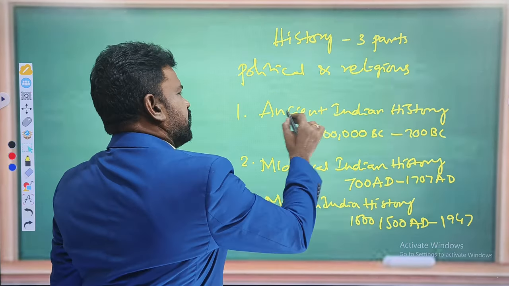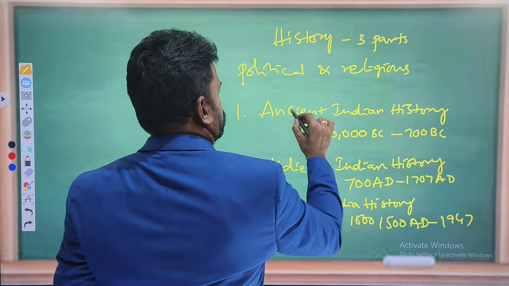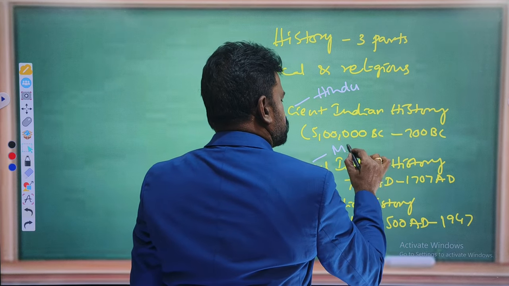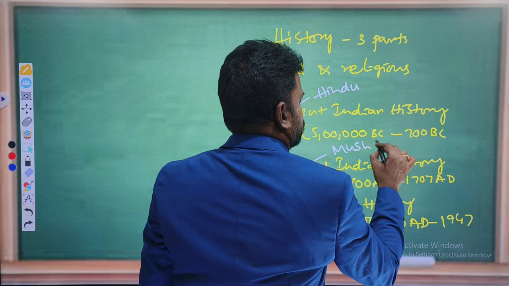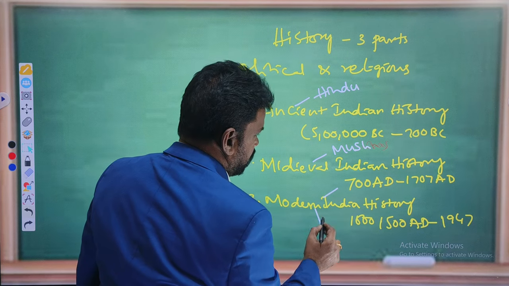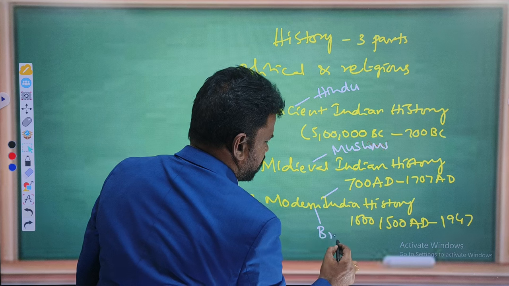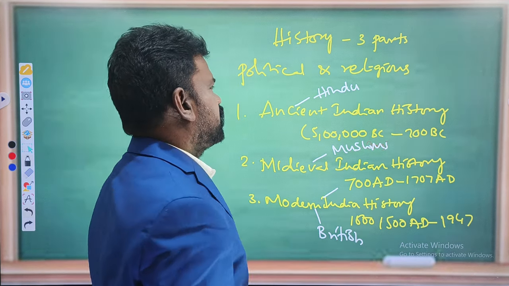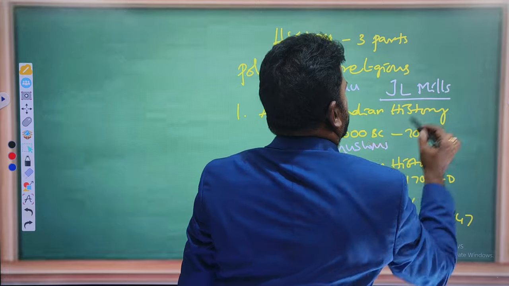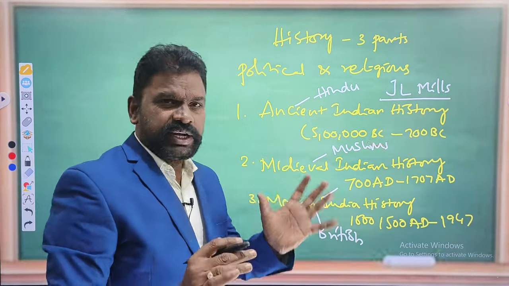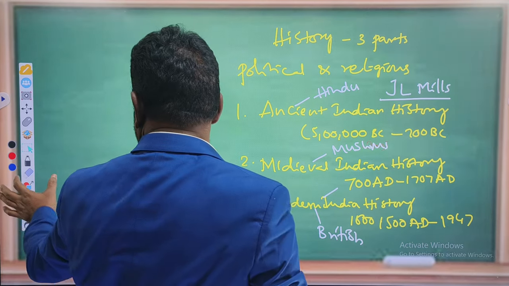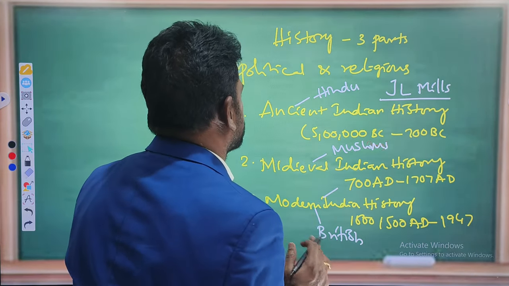So ancient India was dominated by Hindu rulers. In medieval India, Muslims dominated. Coming to modern India, the British dominated. That is why, according to J.L. Mills, Indian history is divided into Hindu history, Muslim history, and British history. This is one division of Indian history.